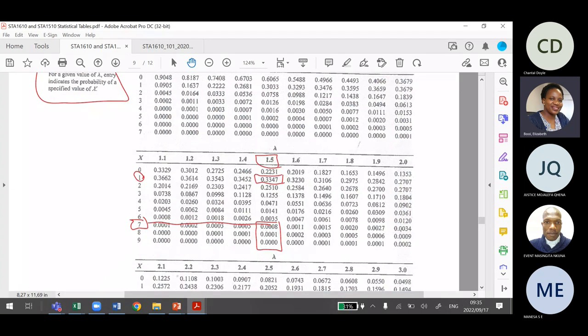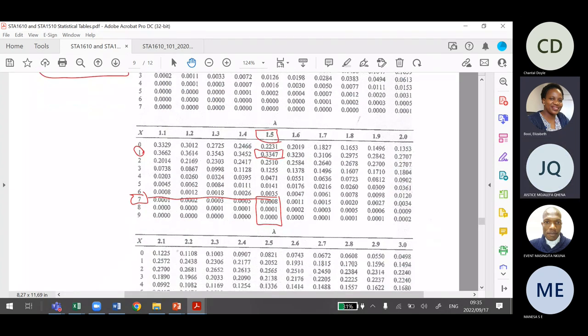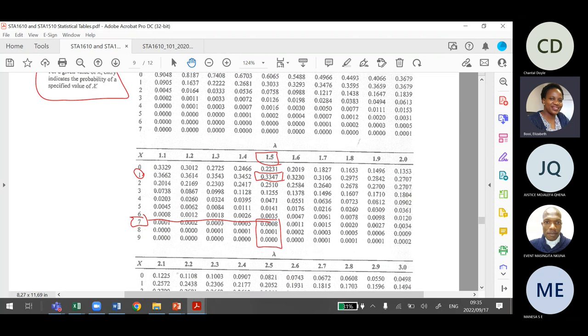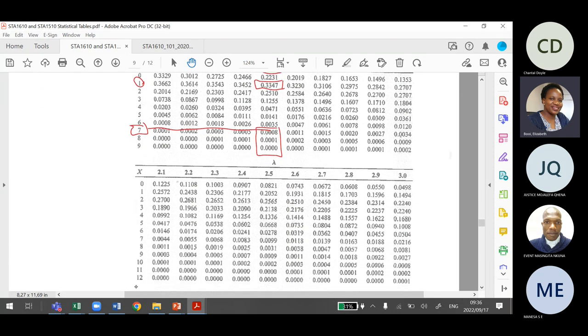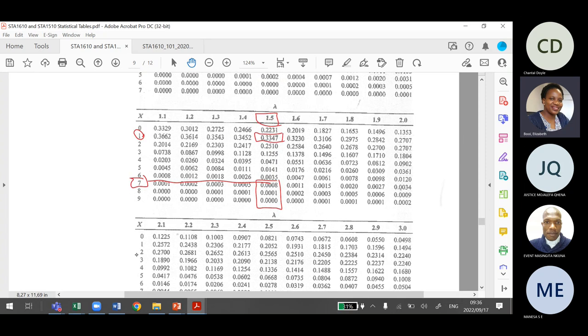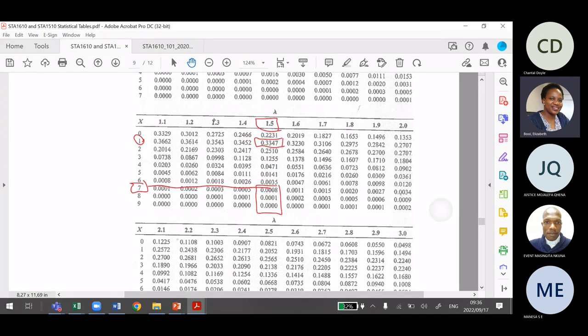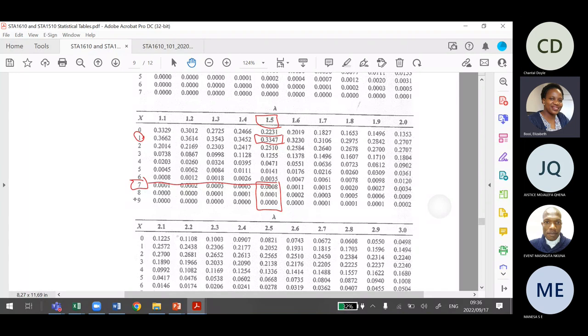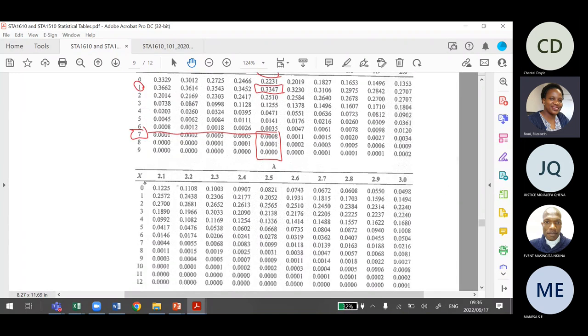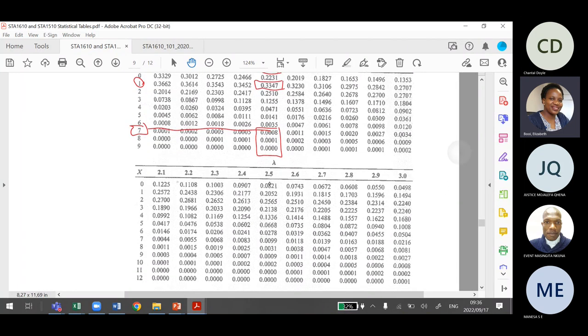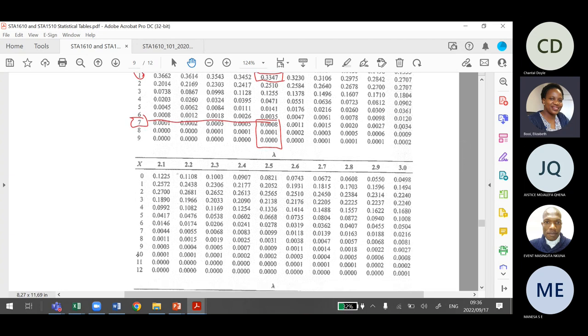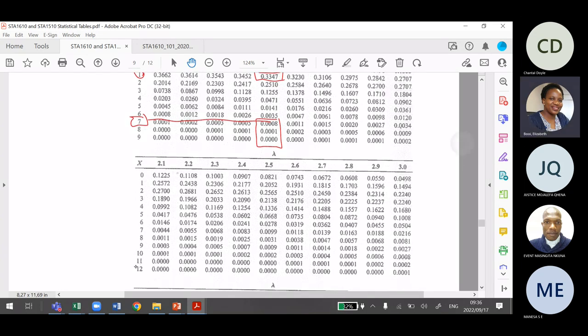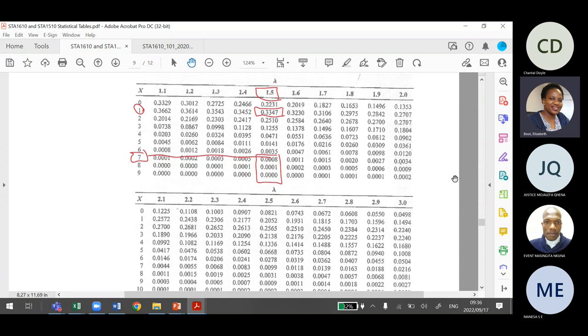Remember that the challenge with Poisson is that for every lambda value, the table changes, right? So you can see from 1.1 to 2.0, your x value ends at 9. For the next one, if it was 2.5, the lambda value, the x value ends at 12. So you need to pay attention to that. So you need 7, 8, 9.